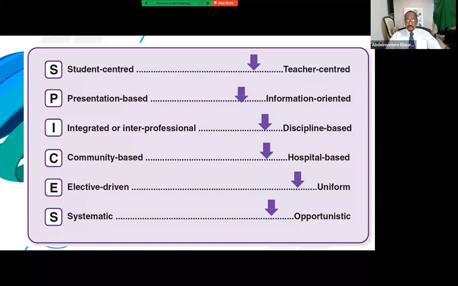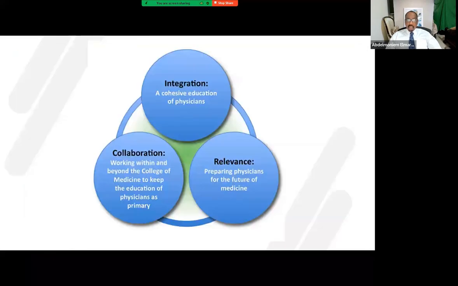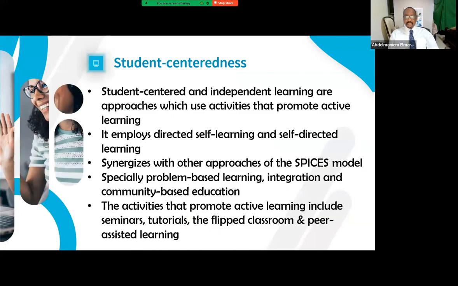In conclusion, we have six main learning approaches or strategies identified by Professor Harden, and he published them as the SPICES model. Now, I said that they are interrelated and synergistic. For example, the topic of integration and the topic of relevance, where the students appreciate the need for the basic learning for their future work. So we call it correlation and relevance. And we have collaboration, working within and beyond the College of Medicine to keep the education of physicians as primary. So integration is one of the important issues.